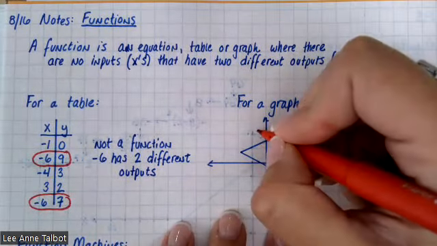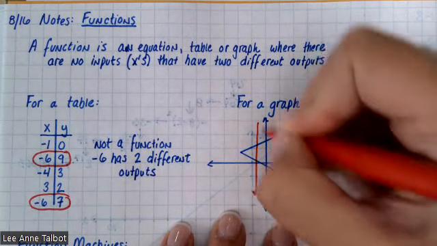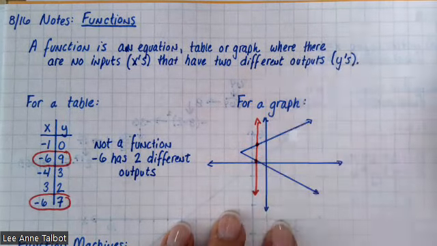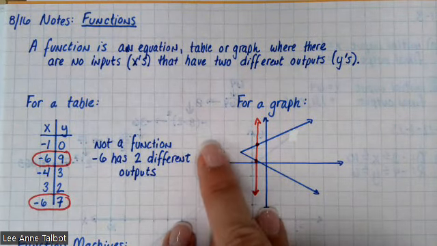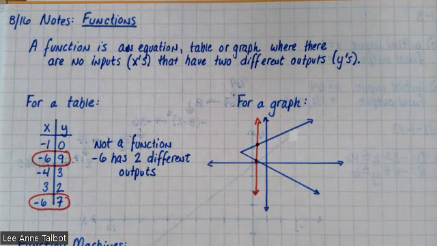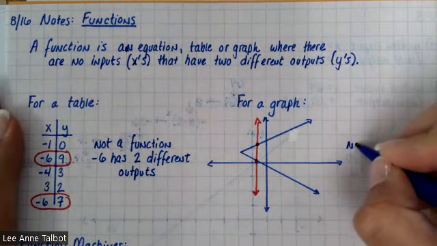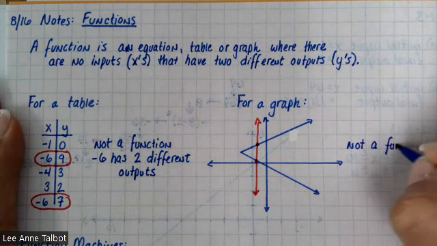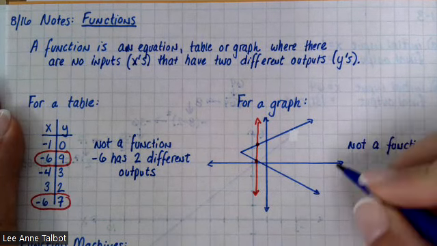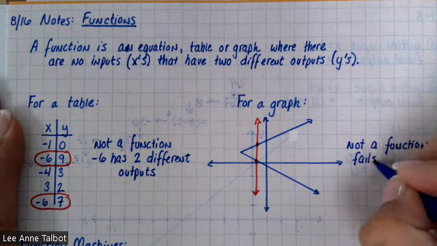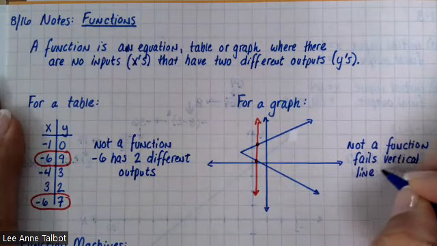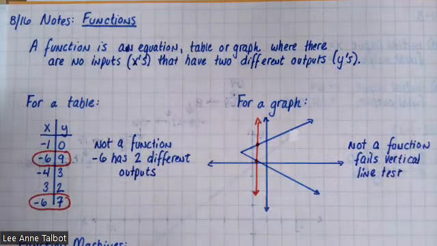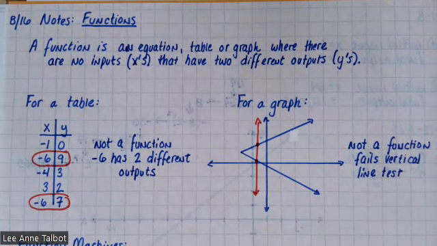And then for my graph, I'm just going to come along any spot. You can do it anywhere, just not at the point of the V and not over here, but you can draw a vertical line anywhere else. And this one is not a function because it fails the vertical line test.